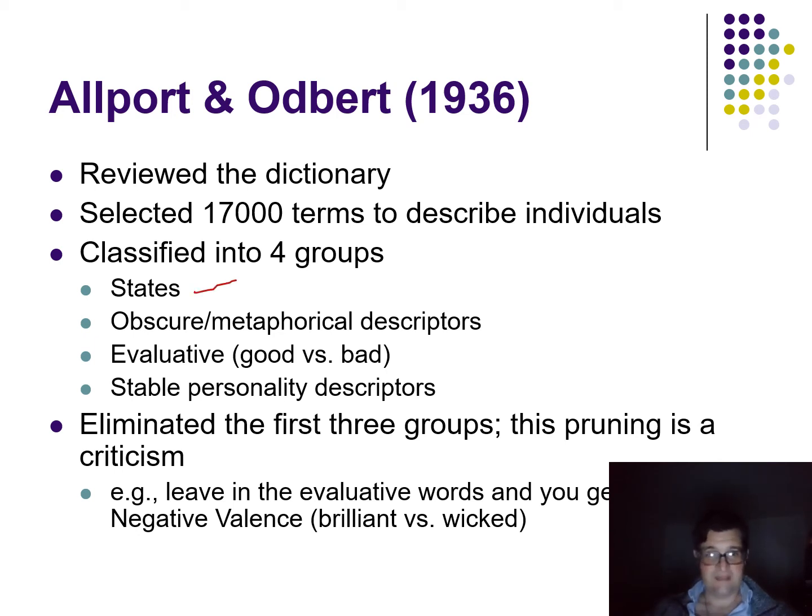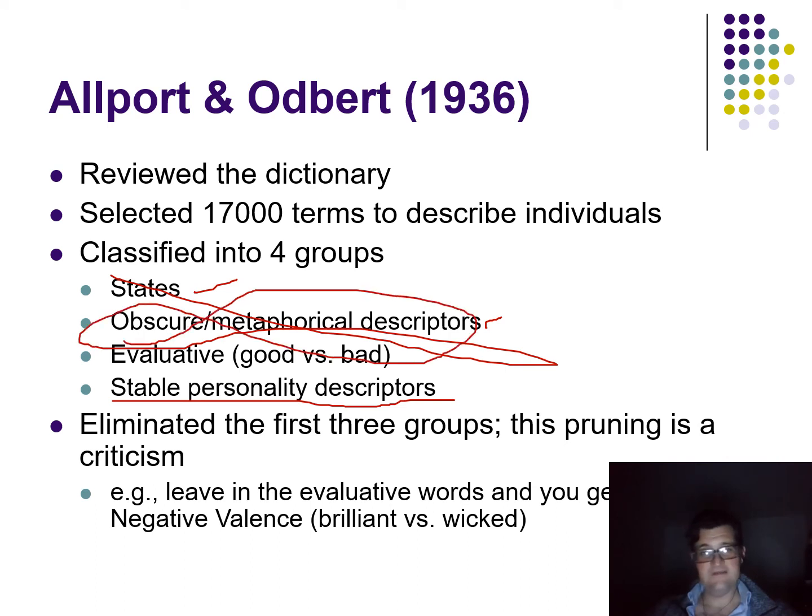So things that were states, things that were kind of obscure and metaphorical, like my favorite one there is Jovian, which is like the god Jupiter or Zeus. Evaluative, which is like basically I'm going to call this person good or bad, and then things that they considered stable personality descriptors. So they got rid of these first three categories as not being useful for the kinds of studies they were going to do. But this pruning is something that leaves people with criticisms.